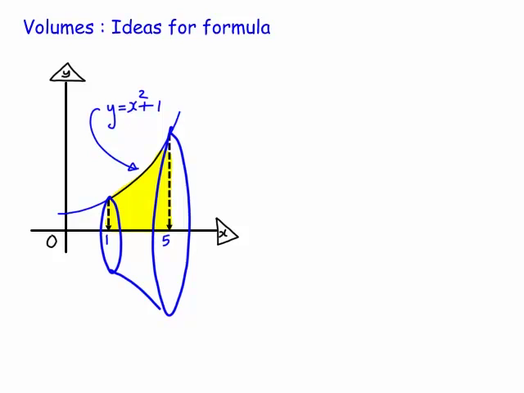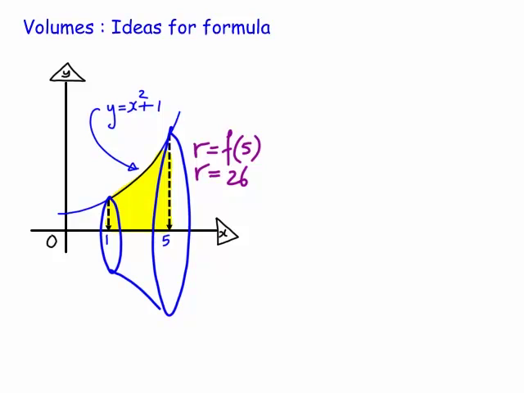Now, the first thing we can see, hopefully, is that the cross sections are in fact circles. They are pi r squareds. The radiuses are in fact the functional heights at the particular value. For instance, when the x value is 5, the radius will be f of 5, which in this case is 25 plus 1, which is 26. So the radius is going to be 26 when the x value is 5.